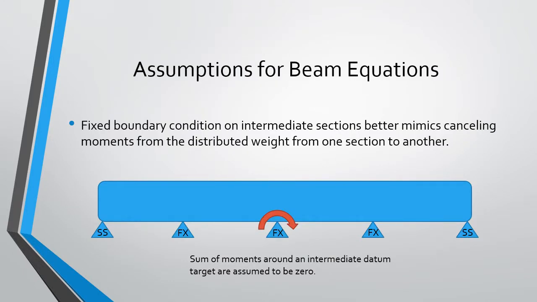The assumptions I've had to make to use these beam equations are that fixed boundary conditions on intermediate sections better mimic canceling moments from the distributed weight from one section to another. So the sum of the moments around an intermediate datum labeled Fx is assumed to be 0 because the distributed weights kind of cancel each other out, and then the ends of our beam are going to be simply supported.